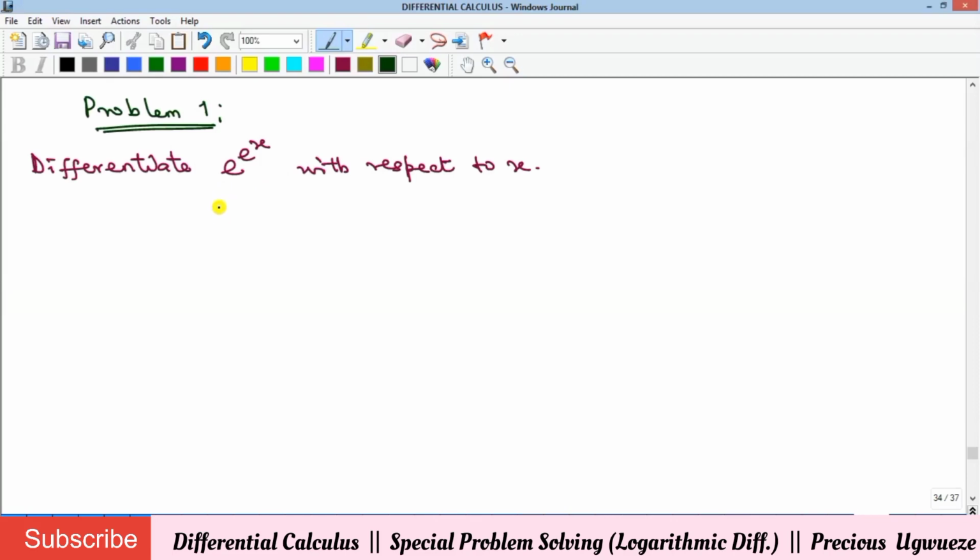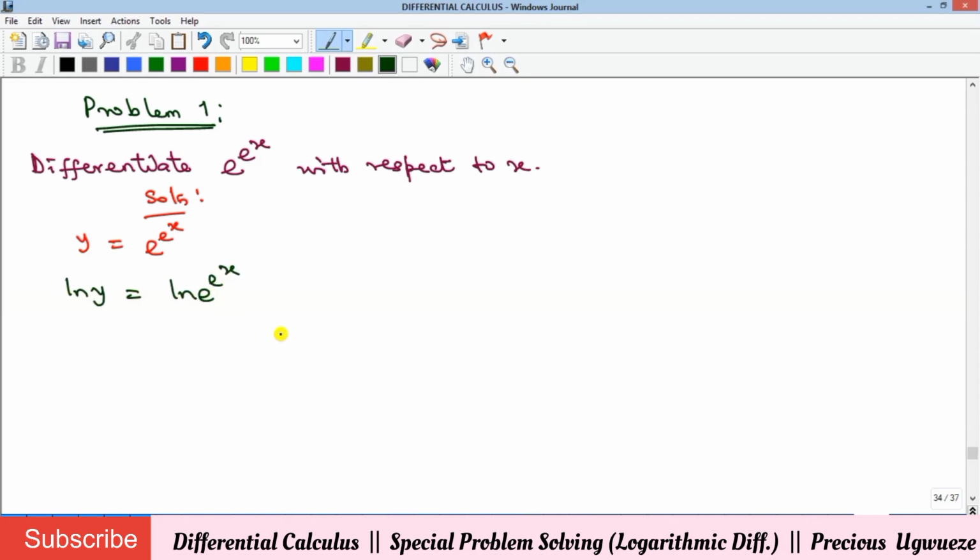So in this section of special problems, this relates to logarithmic differentiation. Alright, so what do we have here? It says we should differentiate e raised to power x. Okay, remember I said you should always attach y here. So the next thing we should do here is take the logarithm of both sides.